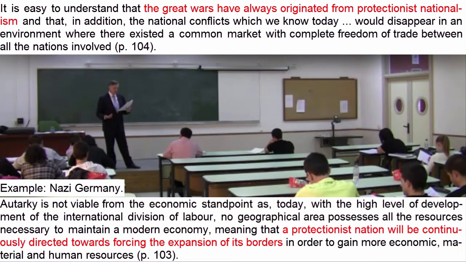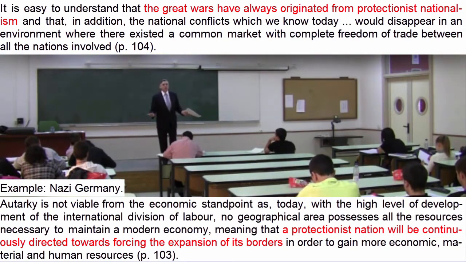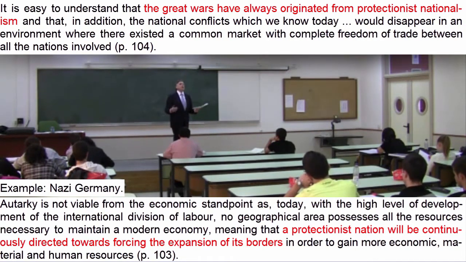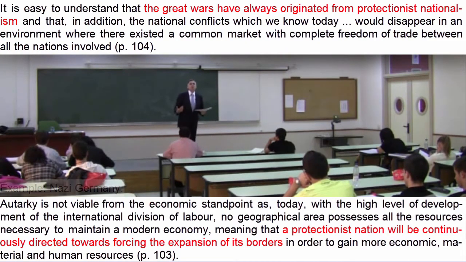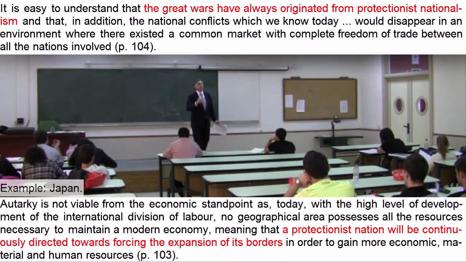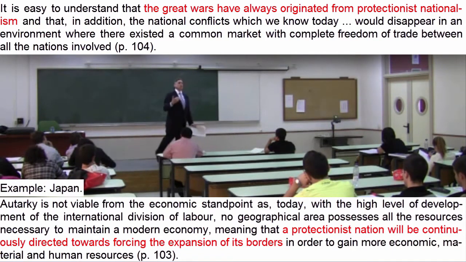Nazi Germany, for instance, sought to expand its borders because there was no oil in Germany. Thus it was thought necessary to conquer Romania, and then to invade the Ukraine, and then to invade Russia, and so on, in a never-ending process. Every protectionist nation which does not pursue the principles of international free trade is bound to continually force the expansion of its borders in order to obtain more economic, material, and human resources. This is also what happened with Japan, and it became a dangerous threat. Confined to its islands, it lacked sufficient resources.